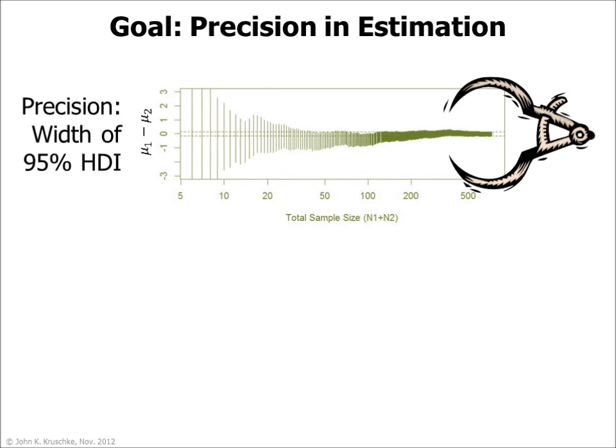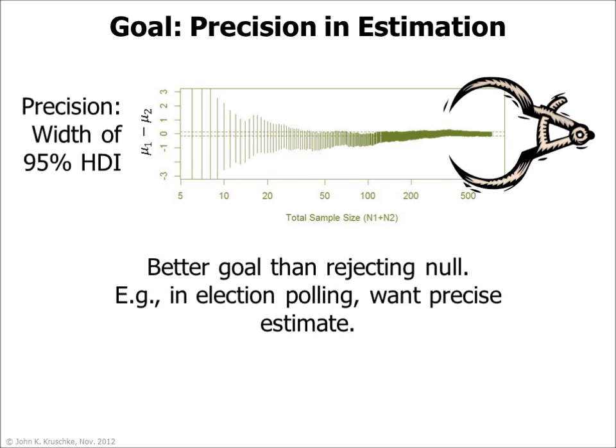A second advantage of Bayesian estimation is that it facilitates the goal of precision in estimation. A good way to measure the precision of a parameter estimate is by the width of the 95% HDI of its posterior distribution. As sample size increases, the precision tends to increase. This is often a better goal than rejecting the null value. For example, in election polling, we want a precise estimate.